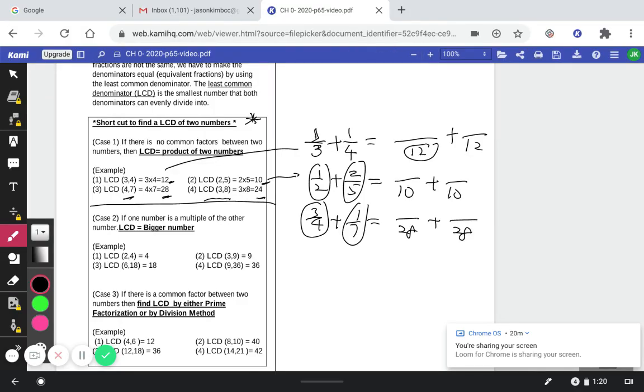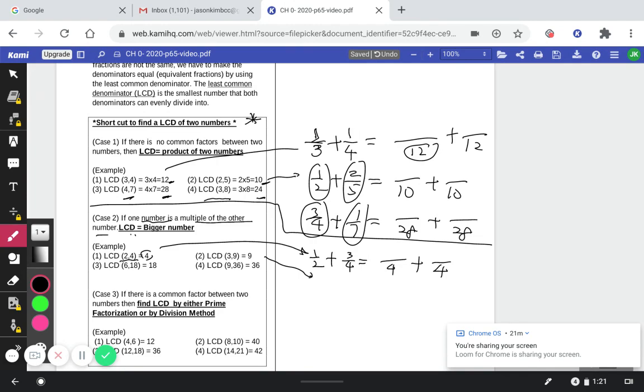Now, the second type, or second case. If one number is a multiple of the other number, then the LCD becomes the bigger number. So if you see the LCD of 2 and 4, as you know, 4 is a multiple of 2, which means 2 can go into 4 evenly. Then the LCD becomes 4. So when you have 1/2 plus, let's say, 3/4, you can convert each of them into fourths. That's what they are saying.